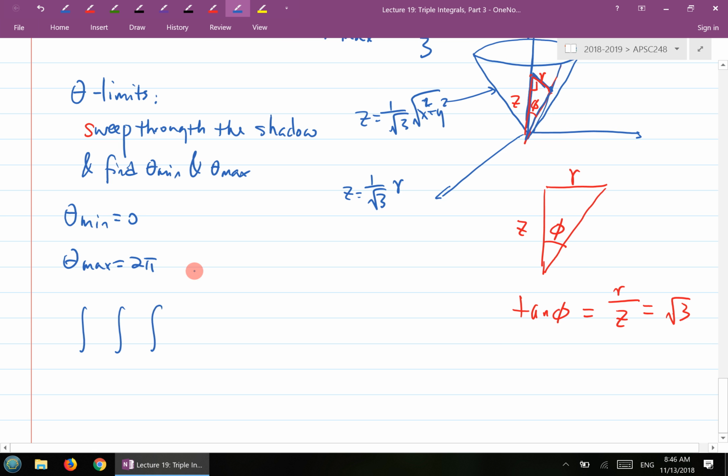We're talking about just the volume. So you have rho squared sine phi. Remember, this is the determinant of the Jacobian. And then d rho d phi d theta. Rho goes from 0 to 1. Phi goes from 0 to pi over 3. Theta goes from 0 to 2 pi. So that's all the limits and all of the expressions.